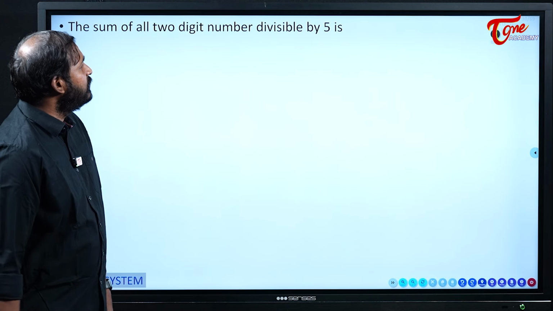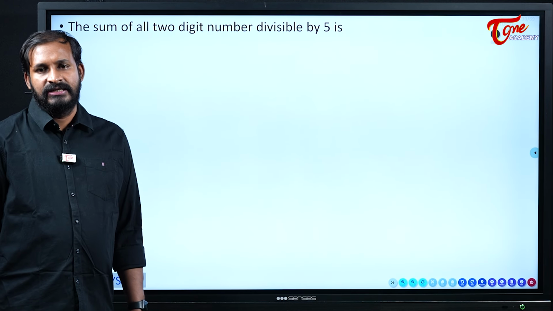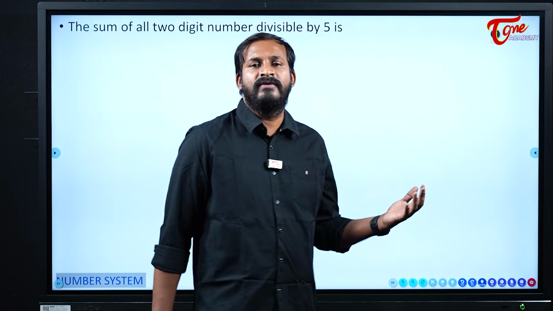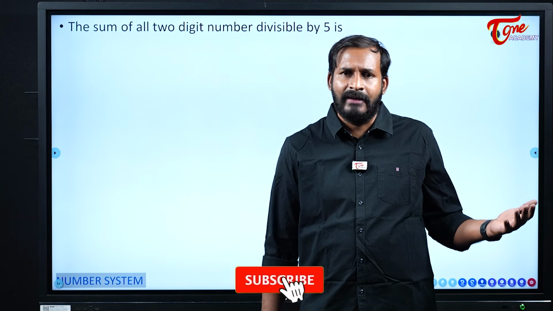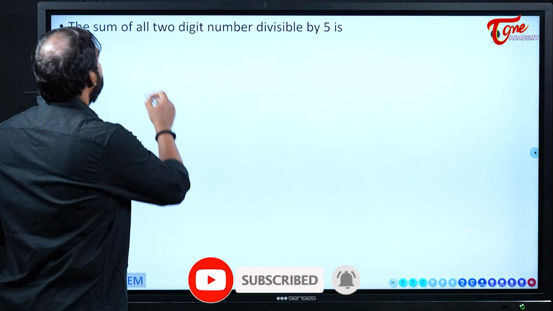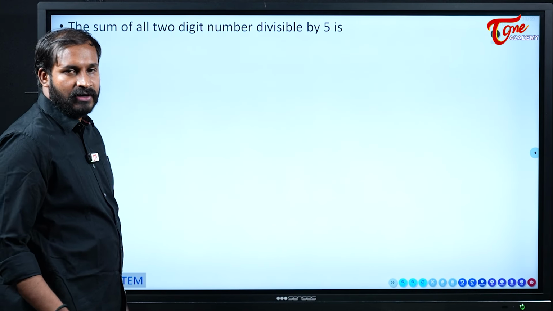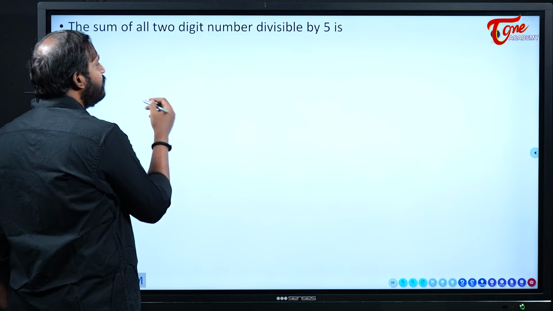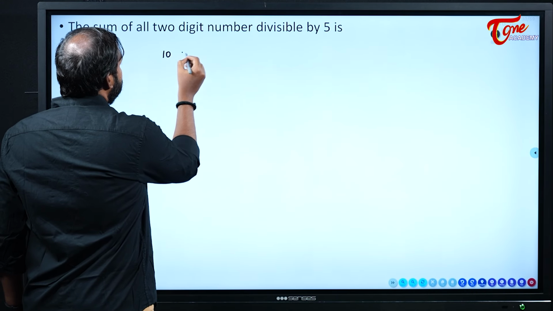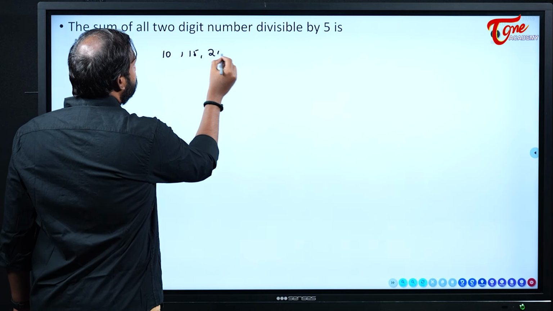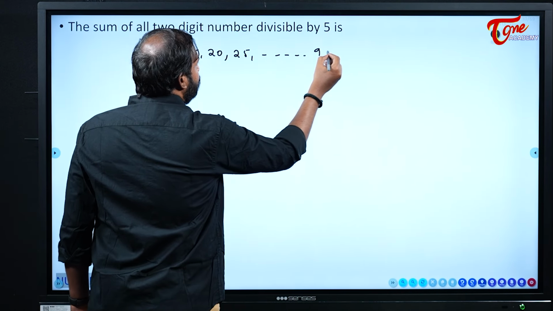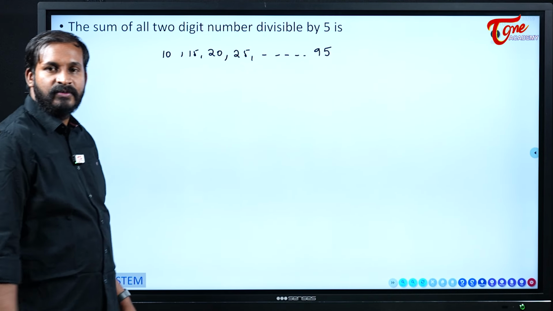The sum of all 2-digit numbers divisible by 5 is. See, multiples of any number will be in arithmetic progression, right? Am I correct? Now, the sum of all 2-digit numbers divisible by 5. What is the first 2-digit number divisible by 5? 10. And then next 15, 20, 25 and so on up to 95. These are the 2-digit numbers which are divisible by 5.